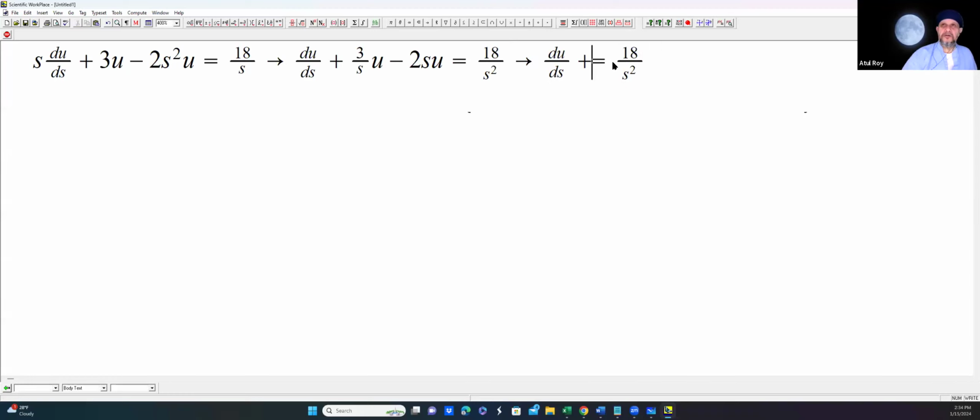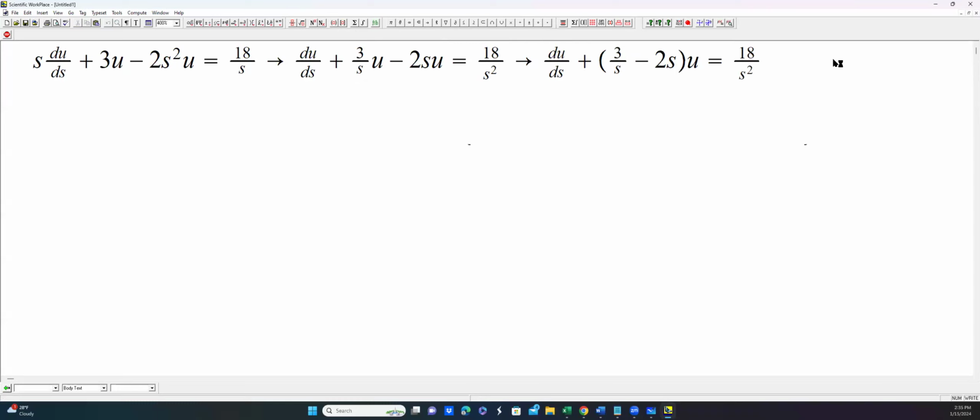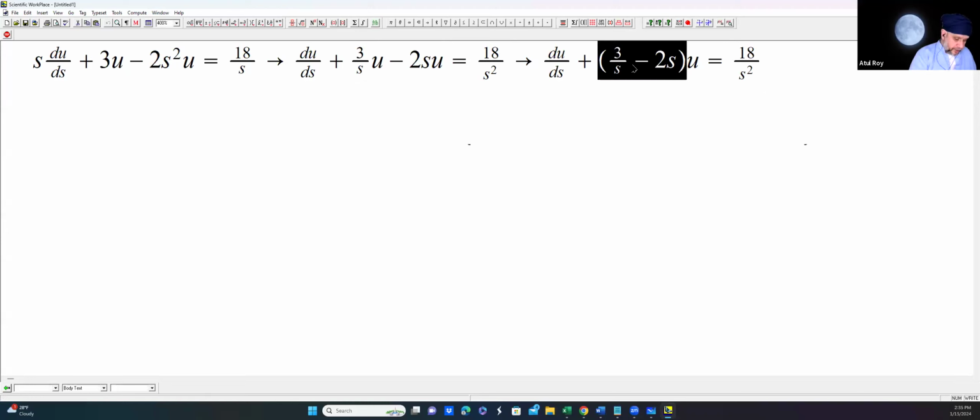So this would be 3 over s minus 2s times u equals that. Are we clear on this? Okay. So now the integrating factor will be, first let's just compute the integral of this, right?